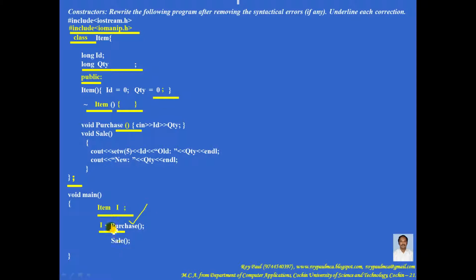So how will you use them? Make use of the dot operator. And how will you make use of the dot operator? It is variable name or object name dot member name. This is also a member function. It's a member of the class. It should not be used alone. So it should be used as I dot sale. The closing curly bracket is there, no more mistakes. So these are the mistakes and all the mistakes are corrected.